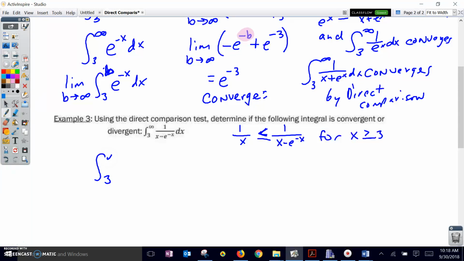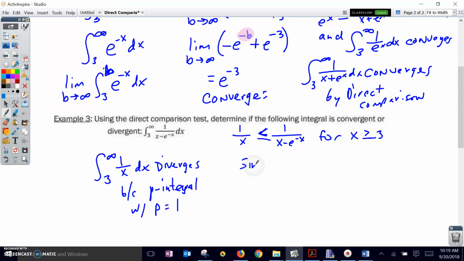The integral from 3 to infinity of 1 over x dx diverges because it is a p integral. This is one of those that we talked about being incredibly important a few videos ago. This is a p integral with p equal to 1, so this diverges. And so our original here is bigger than a divergent integral. That means that it's going to diverge.